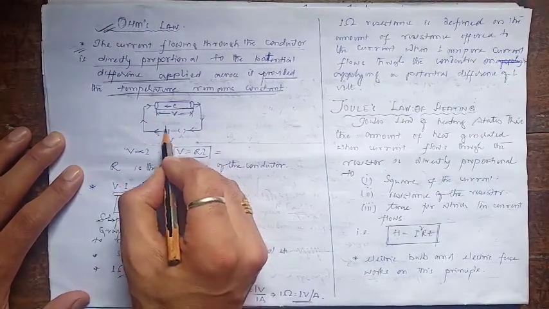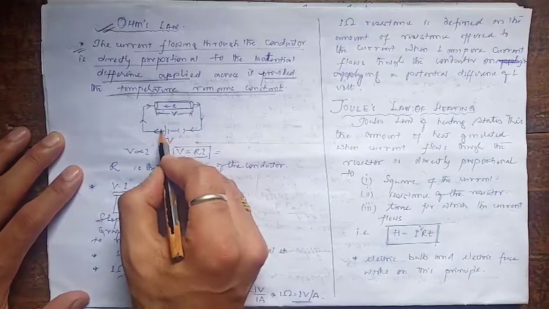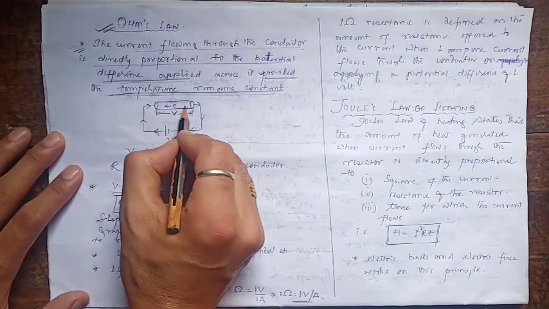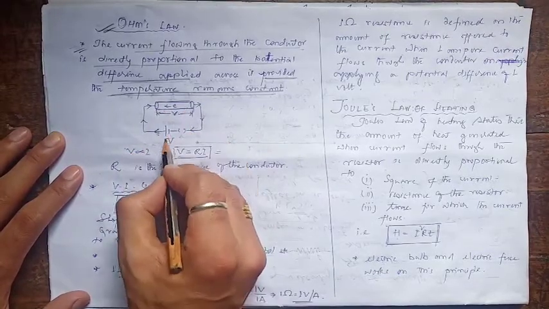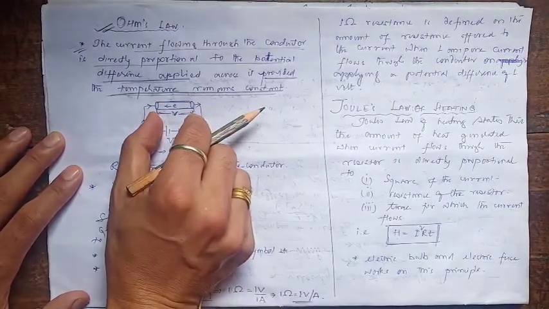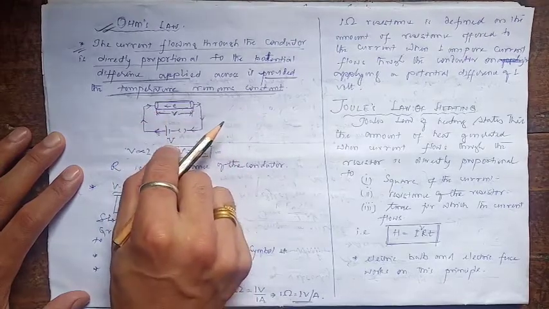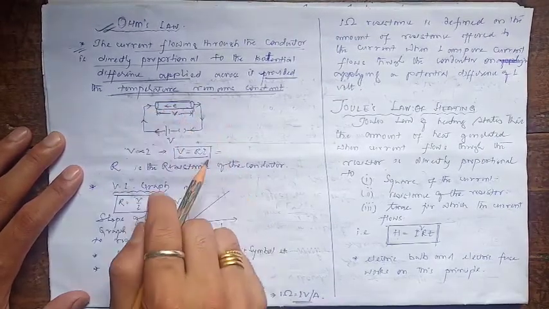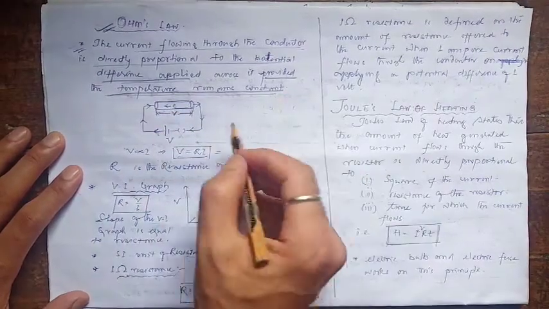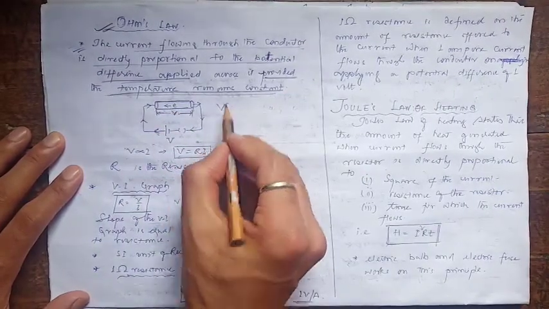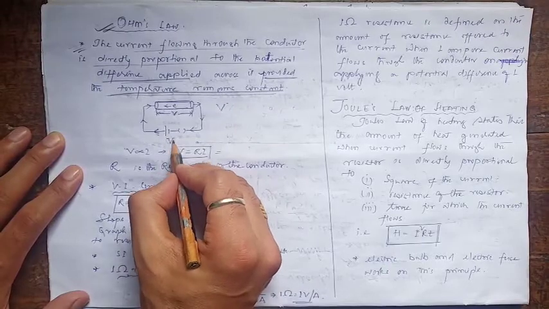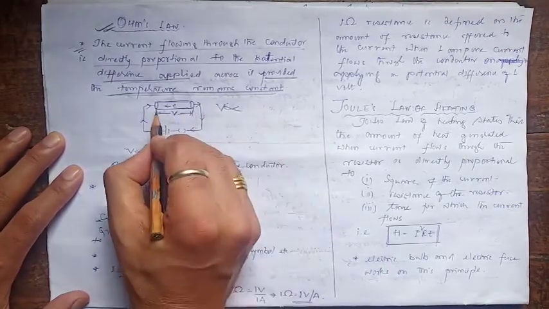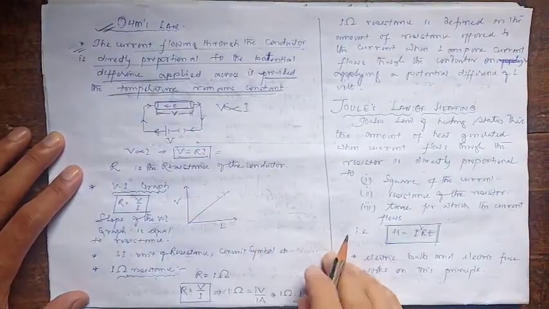If we increase the potential difference, if we increase the battery's voltage, the current flowing through this conductor also increases. If we decrease the potential difference across the ends of the conductor, by decreasing the voltage of this battery, the current flowing through the conductor also decreases. Experimentally, it is found that if you increase the battery voltage, meaning increasing the potential difference across the ends of the conductor, the current flowing through the conductor is also found to increase proportionally.